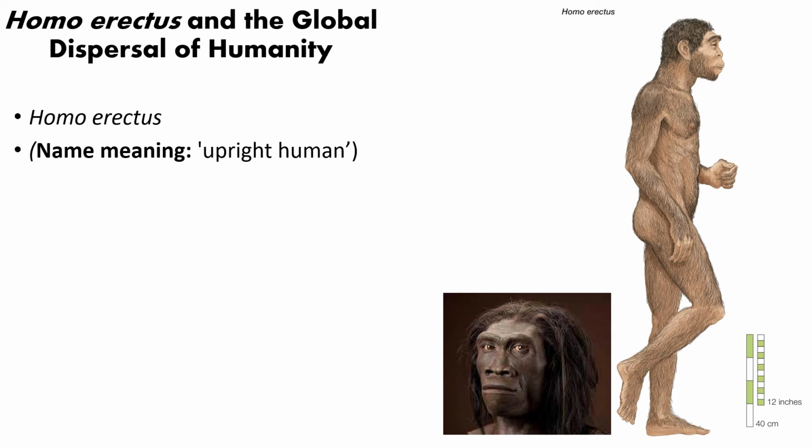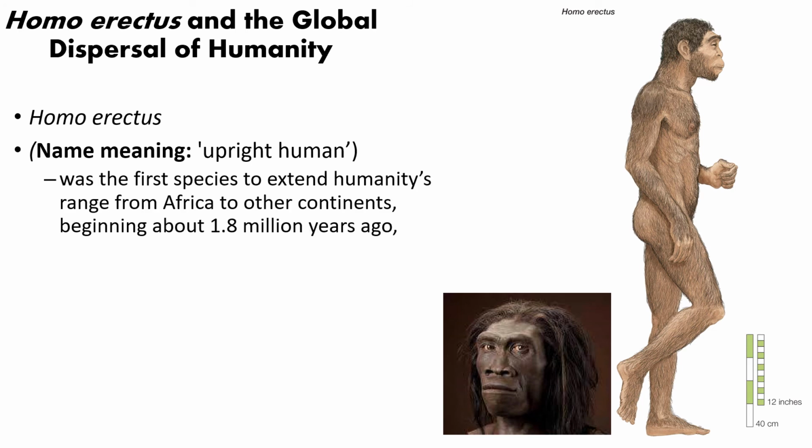And this next group we're going to talk about, which are Homo erectus, they're going to be the first dispersers, and they're going to leave Africa and start to venture into other areas of the planet. Homo erectus, the name means upright human. And this was the first species to be found outside of Africa, and they did this about 1.8 million years ago.